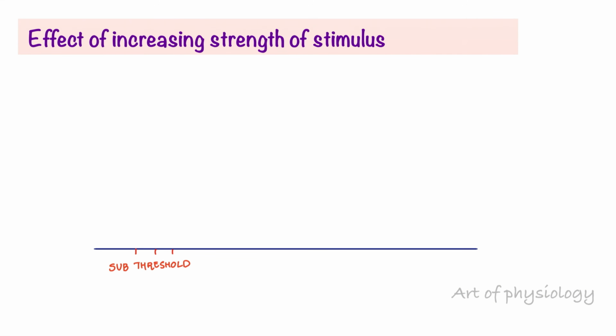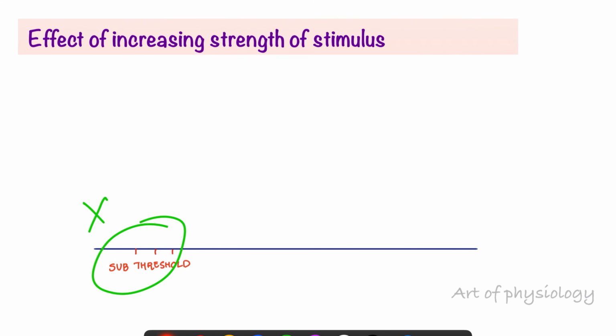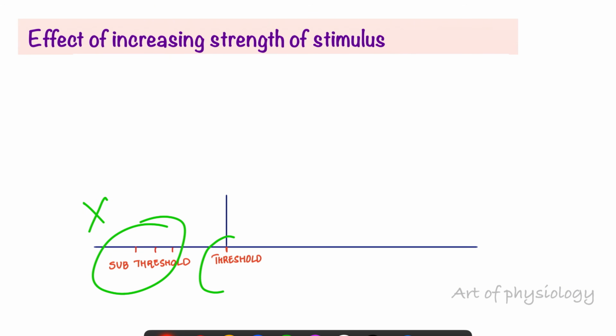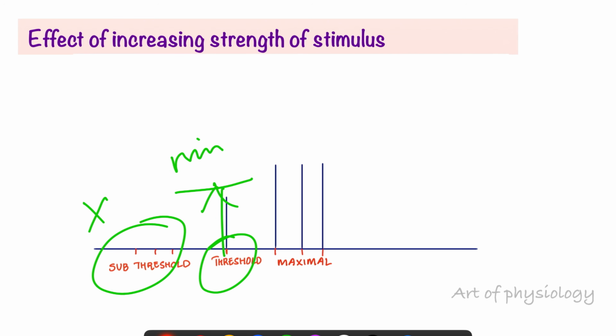First we are giving sub-threshold stimuli. So what is threshold? Threshold is the minimum stimulus where we will get a minimum response. Sub-threshold is less than the threshold. So if we are giving sub-threshold, we will not get any kind of response because it is not a threshold stimulus. Then if we are giving threshold, we are getting a response, that is also minimum. Then if we are giving maximum stimulus, we are getting maximum response.